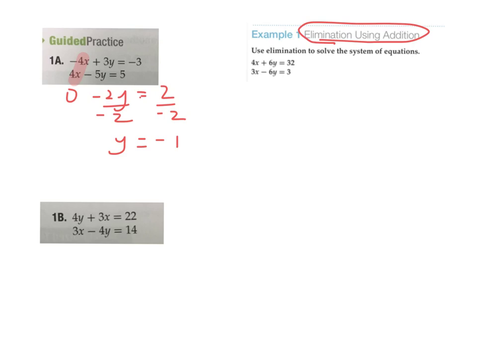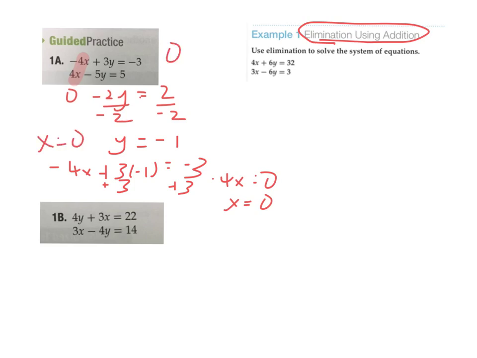So I'll plug -1 back in, so I have -4x plus 3 times -1 equals -3. That's a -3, and I'm going to add it to both sides. So -4x equals 0, so x equals 0. So our two points, two coordinates, are 0, -1.